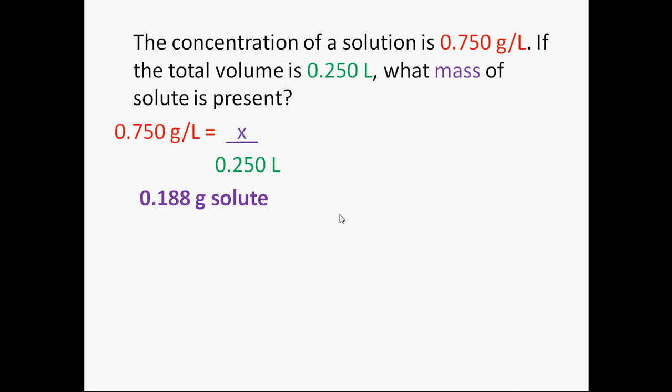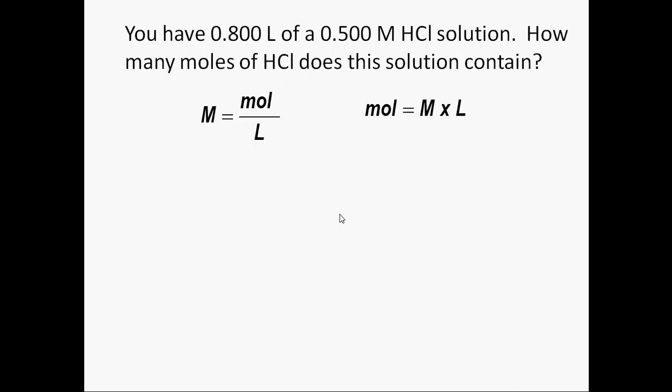Let's try some molarity ones. Okay. Now here I know I've got 0.800 liters of a 0.500 molar hydrochloric acid solution. I want to figure out how many moles of hydrogen chloride I must have dissolved into this solution.